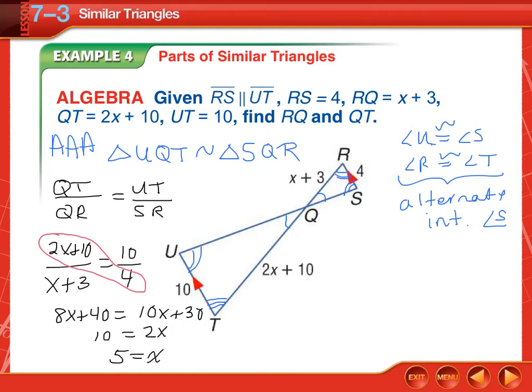And now we're just simply substituting. So RQ here equals x plus 3, so that would be 5 plus 3, so that equals 8 units. And QT equals 2x plus 10, that would be 10 plus 10, or 20.